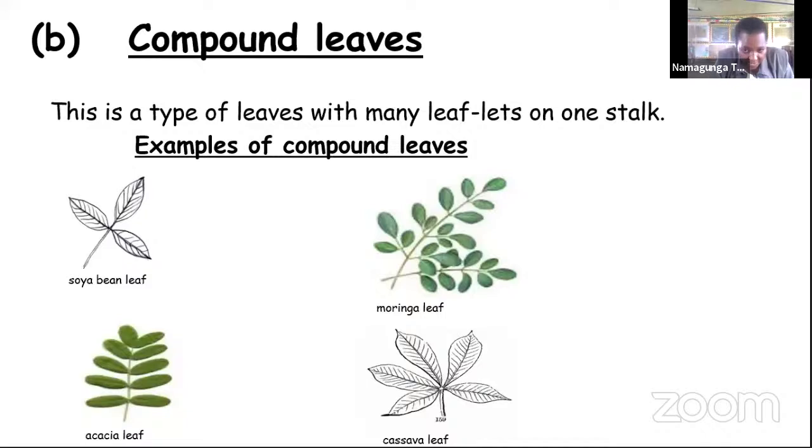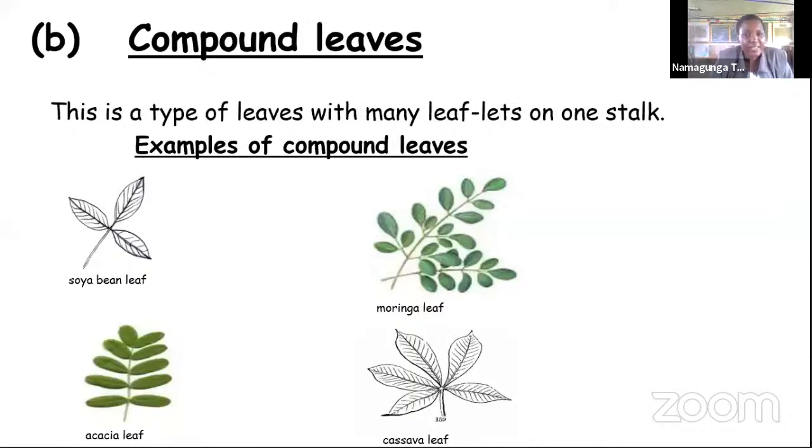When you look at cassava, the small leaves are completely divided up, and each leaf has its stalk. When these others, the stalks come together, they form one big leaf. That is now the difference with these two types of leaves. For the simple leaves, they don't divide up completely, but for the compound leaves, they divide up completely into leaflets. Understood?